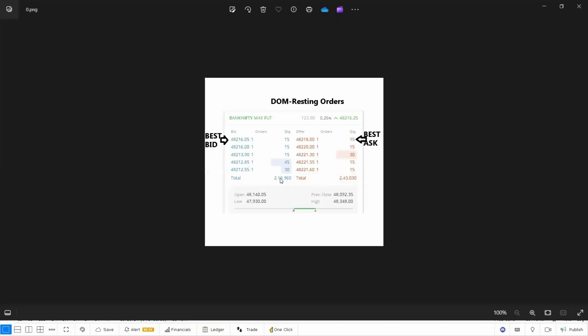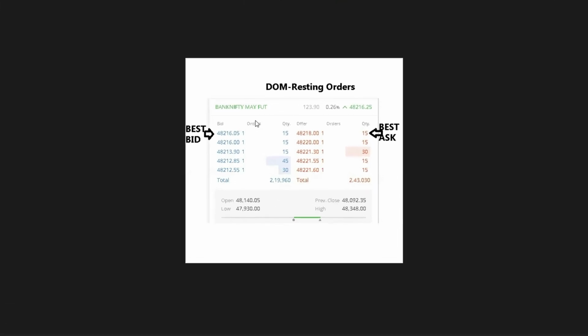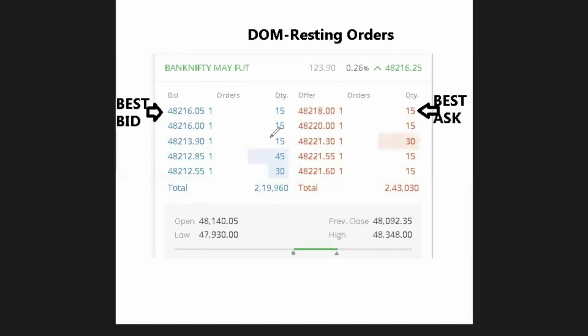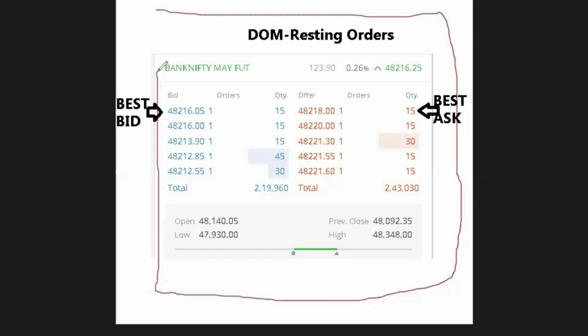To understand absorption, it's very crucial to understand how orders get executed in the live market. This is how a DOM looks. DOM is nothing but the limit order book. Here I have taken Bank Nifty May futures because the spot price doesn't have any kind of orders; it is just an index, whereas in Bank Nifty futures, we have volumes. So let's understand what it is. In this DOM, this is a 5 DOM, depth of market, limit order book.